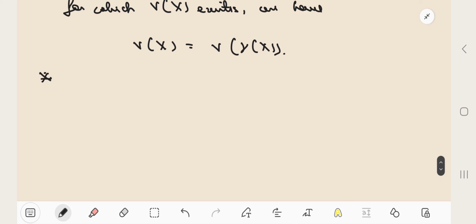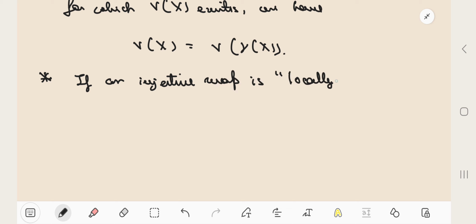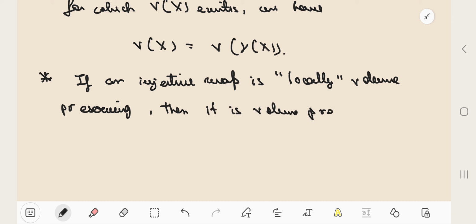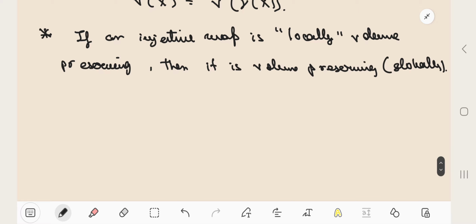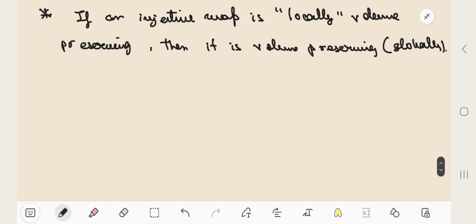Now this is a very important observation, that if an injective map is locally volume preserving, then it is volume preserving. Volume preserving here typically means globally volume preserving. So let's discuss a bit: what do we mean by locally volume preserving?